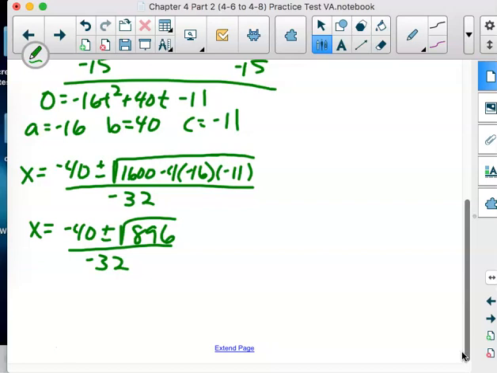So we've got negative 40 plus the square root of 896, and then I'm going to press enter so the calculator gets all of that and divides it by negative 32. And that is about 0.31 seconds. And then negative 40 minus the square root of 896, and divided by negative 32. About 2.19 seconds.